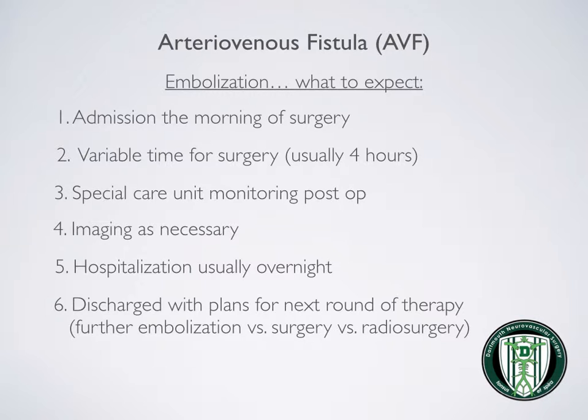When being admitted for an embolization or catheter-based procedure for an AV fistula, most patients can expect to be admitted the morning of the procedure. This procedure time is usually around 4 hours. Patients can expect to go to the special care unit. They'll have CT or other imaging as necessary. Usually the hospitalization is overnight. In the case of AV fistulas, patients sometimes need to come back for another round of therapy, that being either more embolization or surgery, or in rare occasions, radiosurgery. When discharged, these plans will be made.